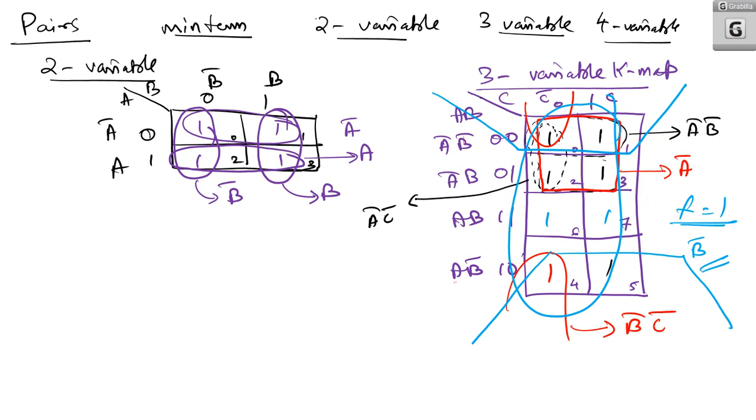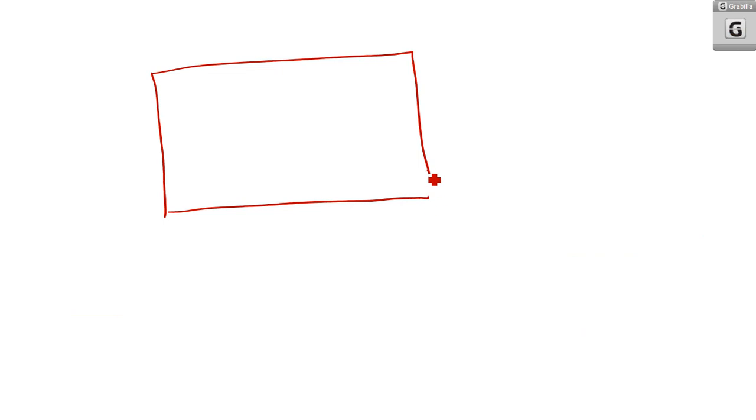Okay, the same thing, but the difference is it becomes in POS form. We can apply it to POS forms also. Okay, so coming into 4 variable K-map, I'm just giving a brief idea only. Okay, coming into 4 variable K-map.